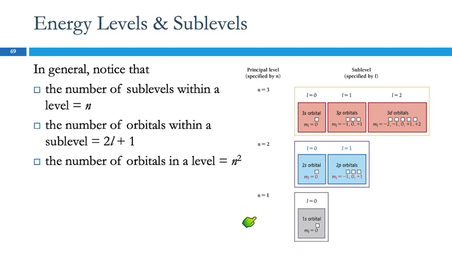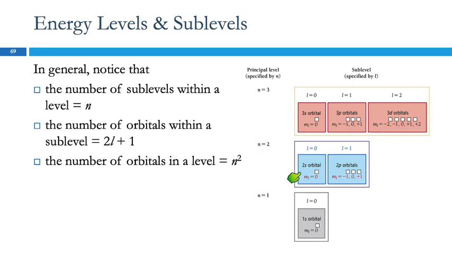So in the first principal energy level, there's only one value of that angular momentum quantum number, L equals 0. So there's one sublevel. And then m sub L can only be 0, which is s. And so we've got the 1s orbital.